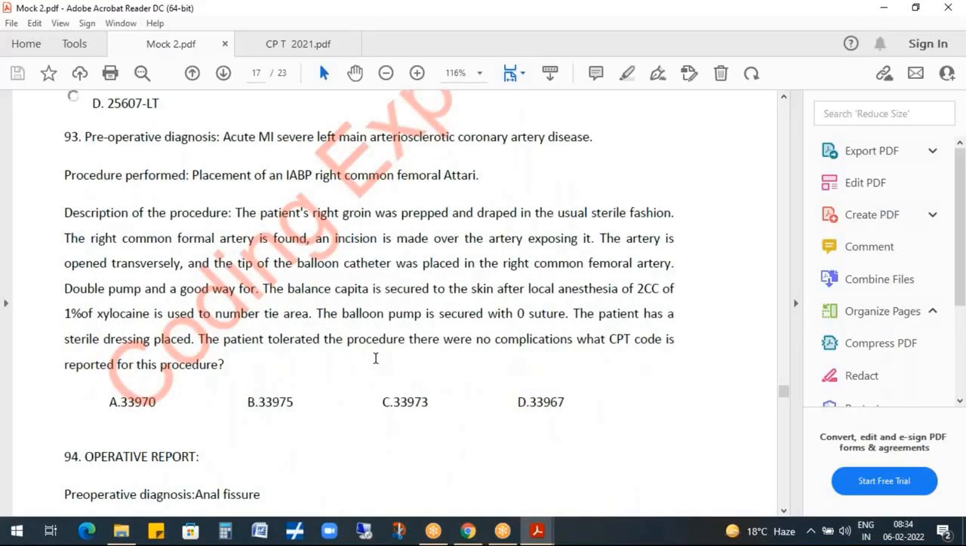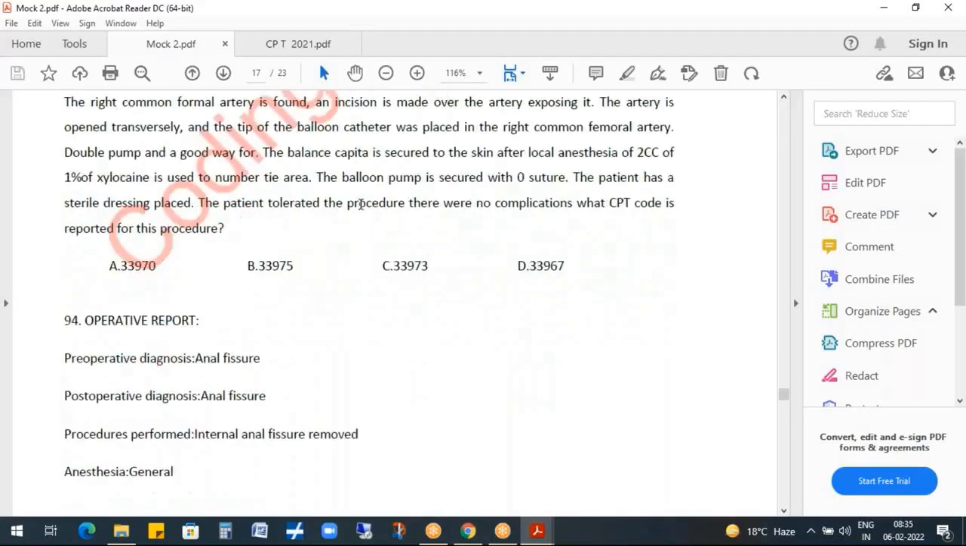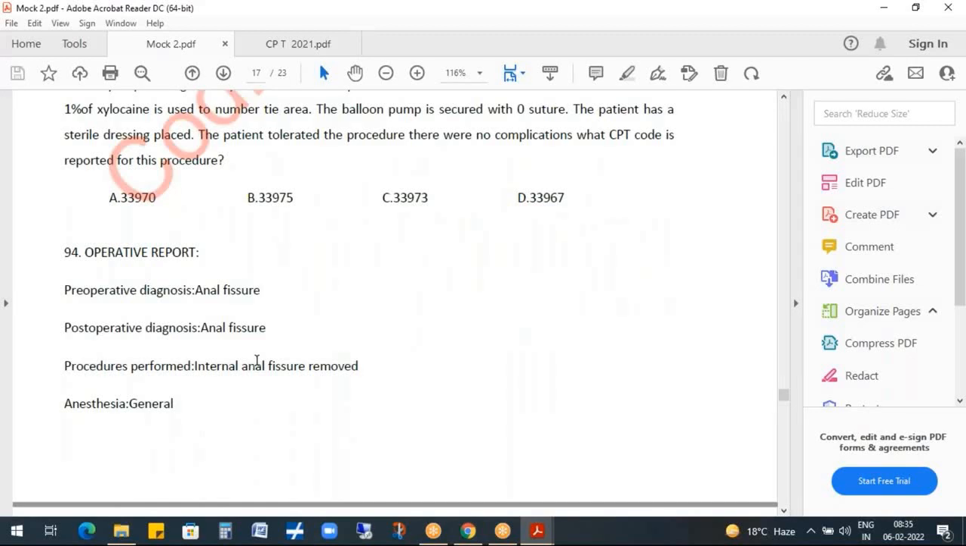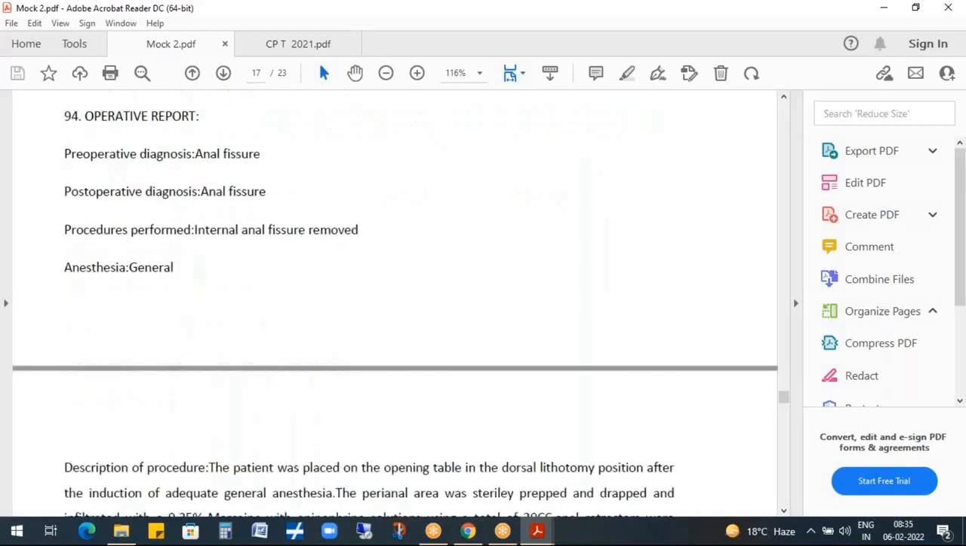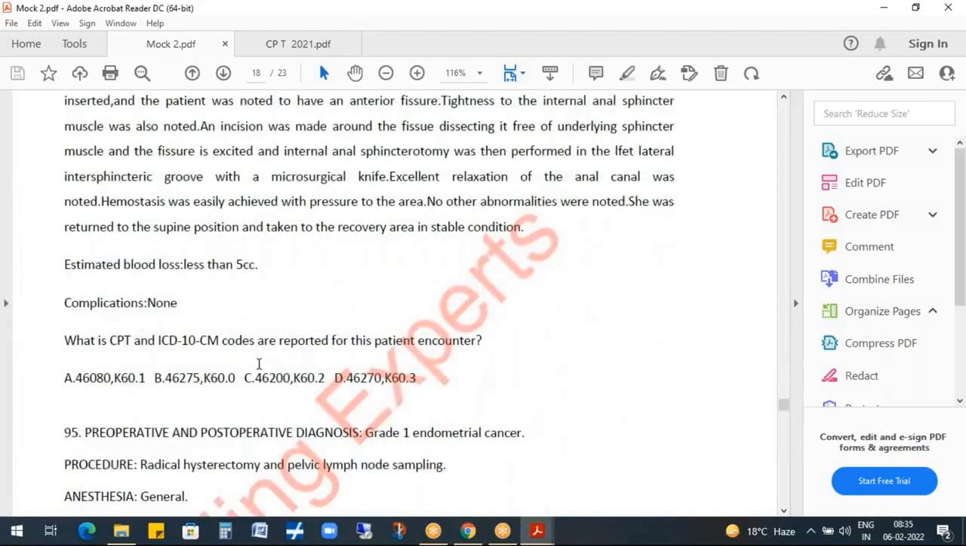Then next, question number 93. In question number 93, A is the answer. It's a straightforward question. Placement of IABB, right common femoral artery. What is the key term here? Right common femoral artery. That is the key term. It will be very easy if you read the code description first and read the question next. Question number 94. Fissurectomy, not fissulectomy, is performed. Fissurectomy is going on, that comes under mapping with C option, K60.2.